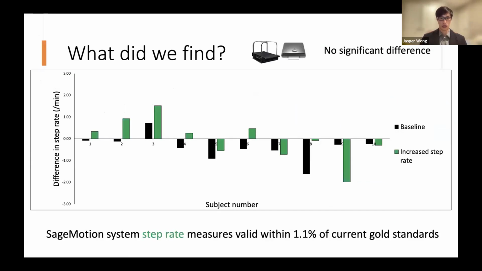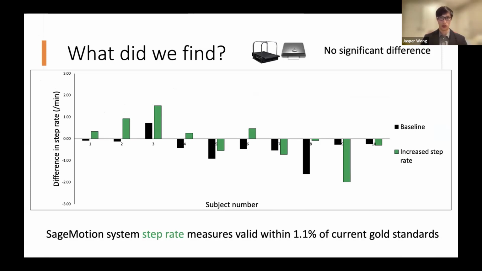So onto the results. Here we've got a graph showing the differences in step rate measures between the Sage Motion system and the instrumented treadmill. On the y-axis, we've got the difference in mean step rate per minute, and on the x-axis, we've got the subject number. The black bars represent the baseline condition and the green bars represent the increased step rate condition.